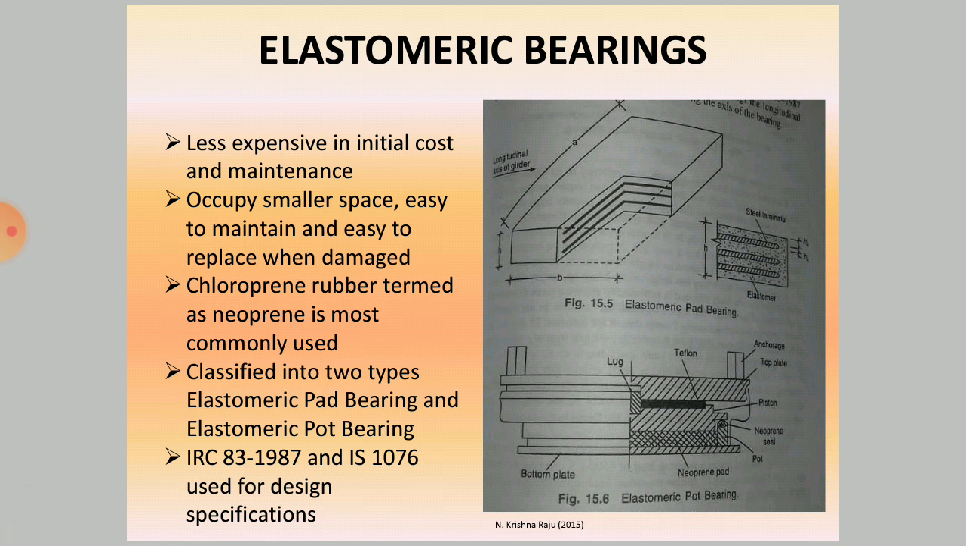As shown in this figure, these types of bearings are made from elastomers sandwiched with steel plates. These black lines are nothing but the steel plates. Just like a sandwich, they are sandwiched in between the elastomer rubber layers, as shown in the figure.